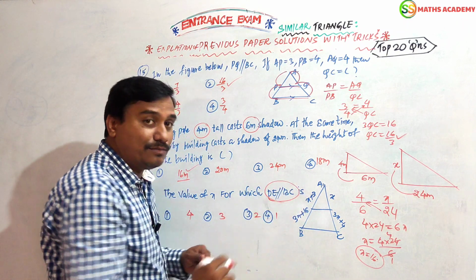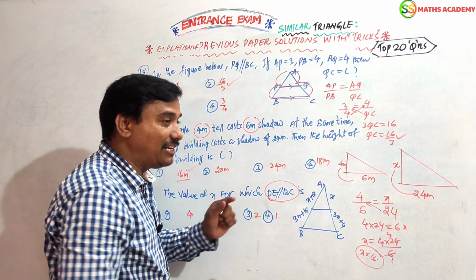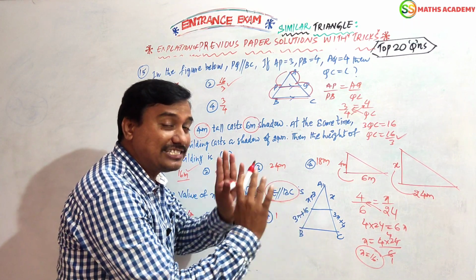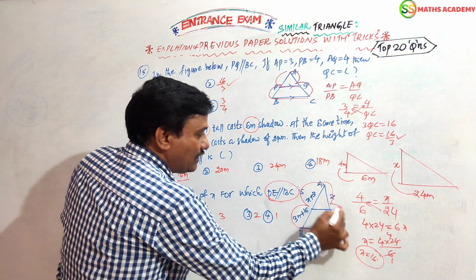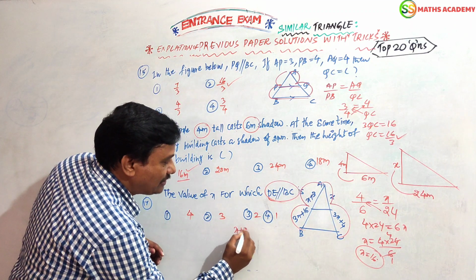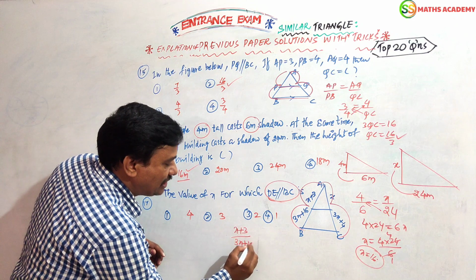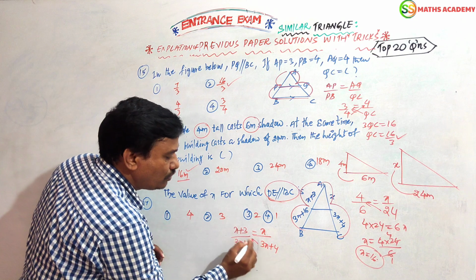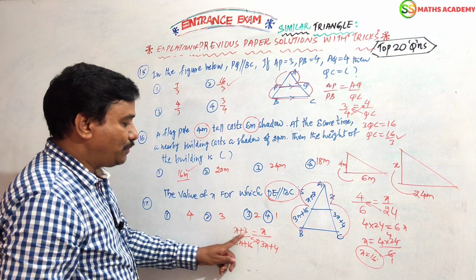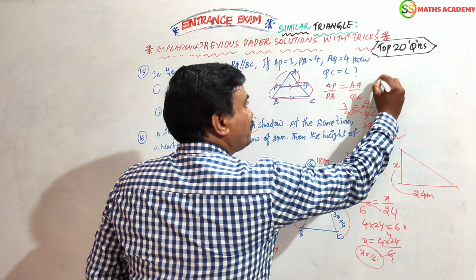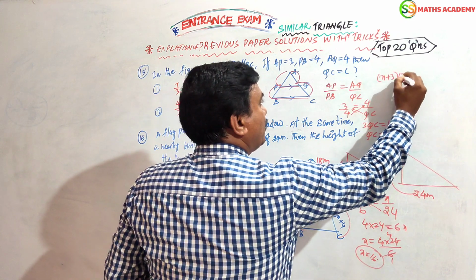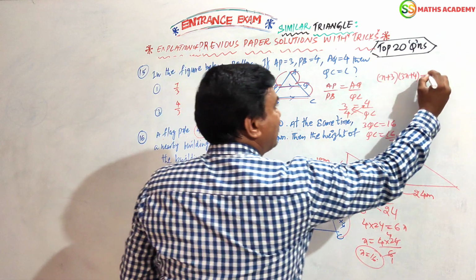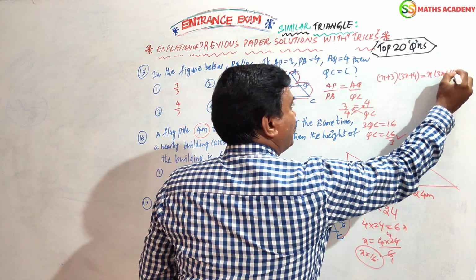Now, the value of x for which of the following? DE parallel, clue word, BPT, basic proportionality theorem. A line drawn parallel to one side of a triangle divides the other two sides in the same ratio. That means x plus 3 by 3x plus 16 equals x by 3x plus 4. Do the simple cross multiplication: x plus 3 into 3x plus 4 equals x into 3x plus 16. Okay, my friends.